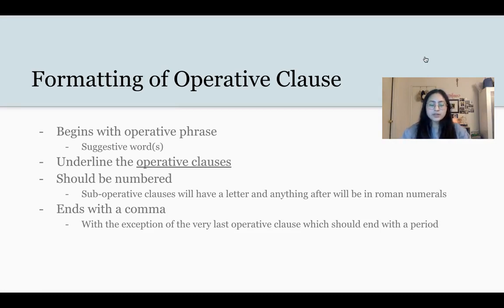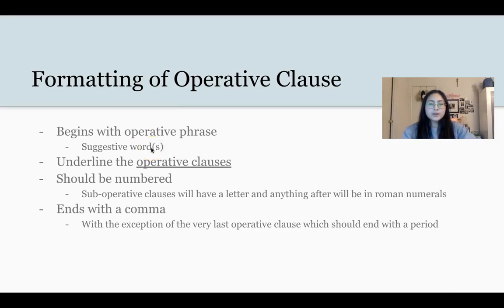Like preambulatory clauses, there is a specific formatting for them, and while preambulatory clauses italicize the preambulatory phrases, your operative clauses should underline your operative phrases. So here we have an example where I show you the operative clause being underlined. You should underline them. You don't need to underline the entire operative clause, just the operative phrase, which is the first word or couple of words depending on what you use. And in the next slide, I will show you a couple of operative phrases that you can use and that we suggest using.